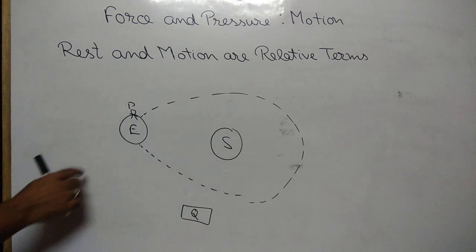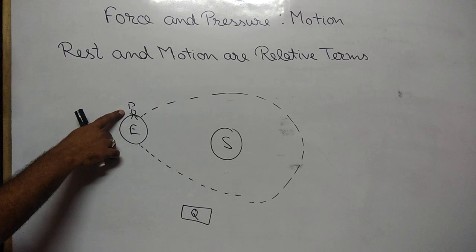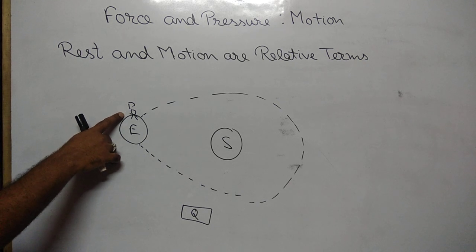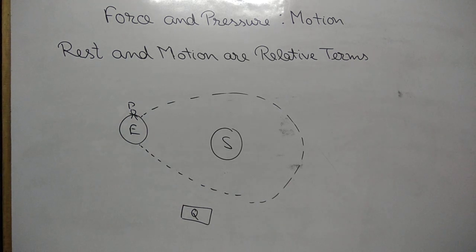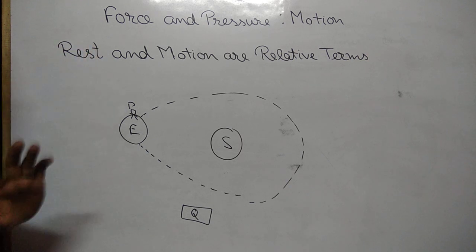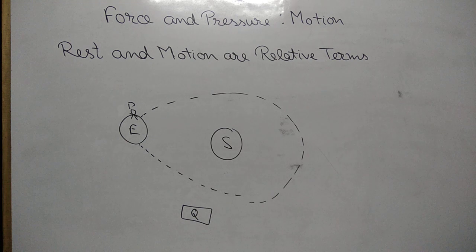So at the same time, an object is at rest or in motion depending on the reference point. That is why we say that rest and motion are relative terms. Hope this is clear to you.